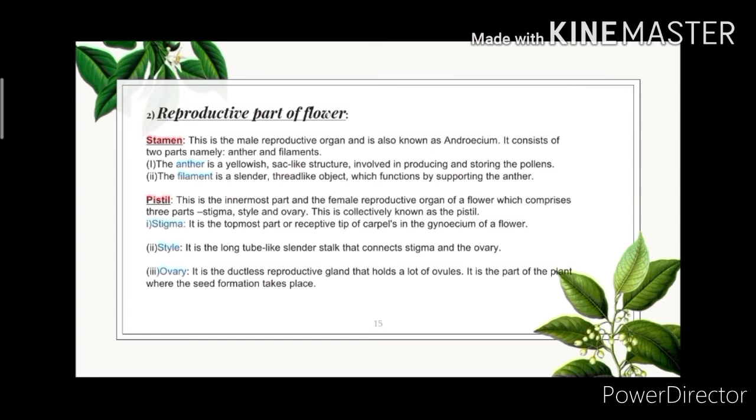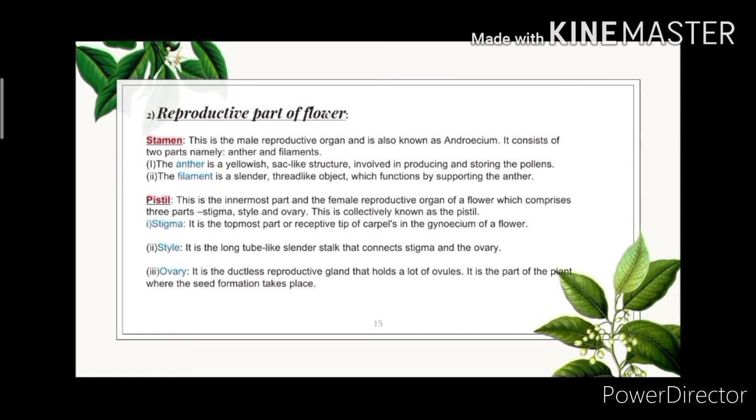Next is the pistil. Pistil is the innermost part of the flower. If anybody asks what is the innermost part of a flower, your answer will be pistil. Pistil is generally a female reproductive part, and it comprises three parts: stigma, style and ovary.